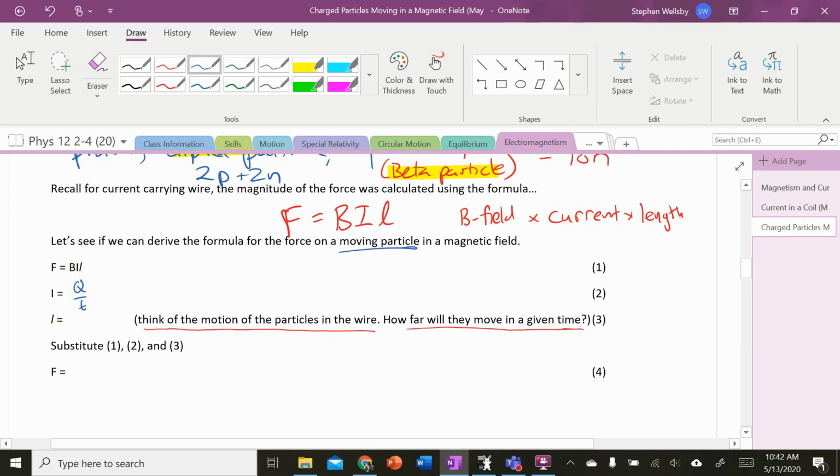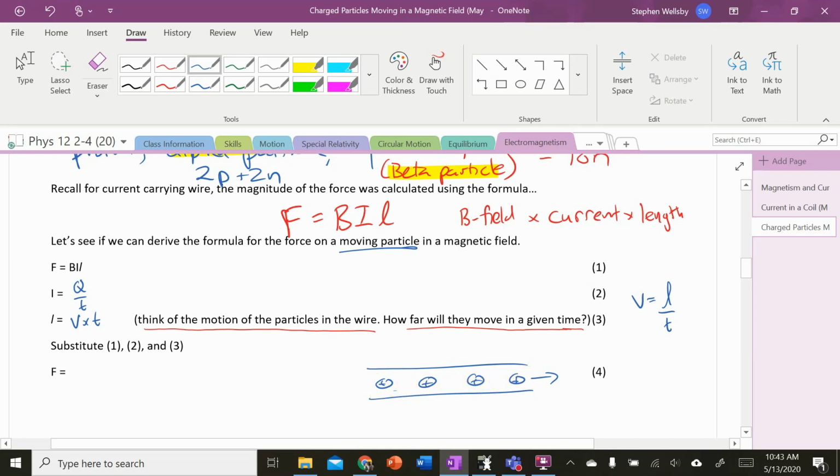Now length, if we think about this, we know that velocity equals length divided by time, or distance divided by time, but we're going to say length. And so in this case here, the length of the wire is just going to be velocity times time. So if we're thinking about current in a wire, we are thinking about some charged particle moving in the wire. So this is my wire. We've got these charged particles. We're thinking of conventional current here, moving in this direction. Well, current tells me how many charges are passing by in a given amount of time. And then the length is just the velocity of the particles multiplied by the time.